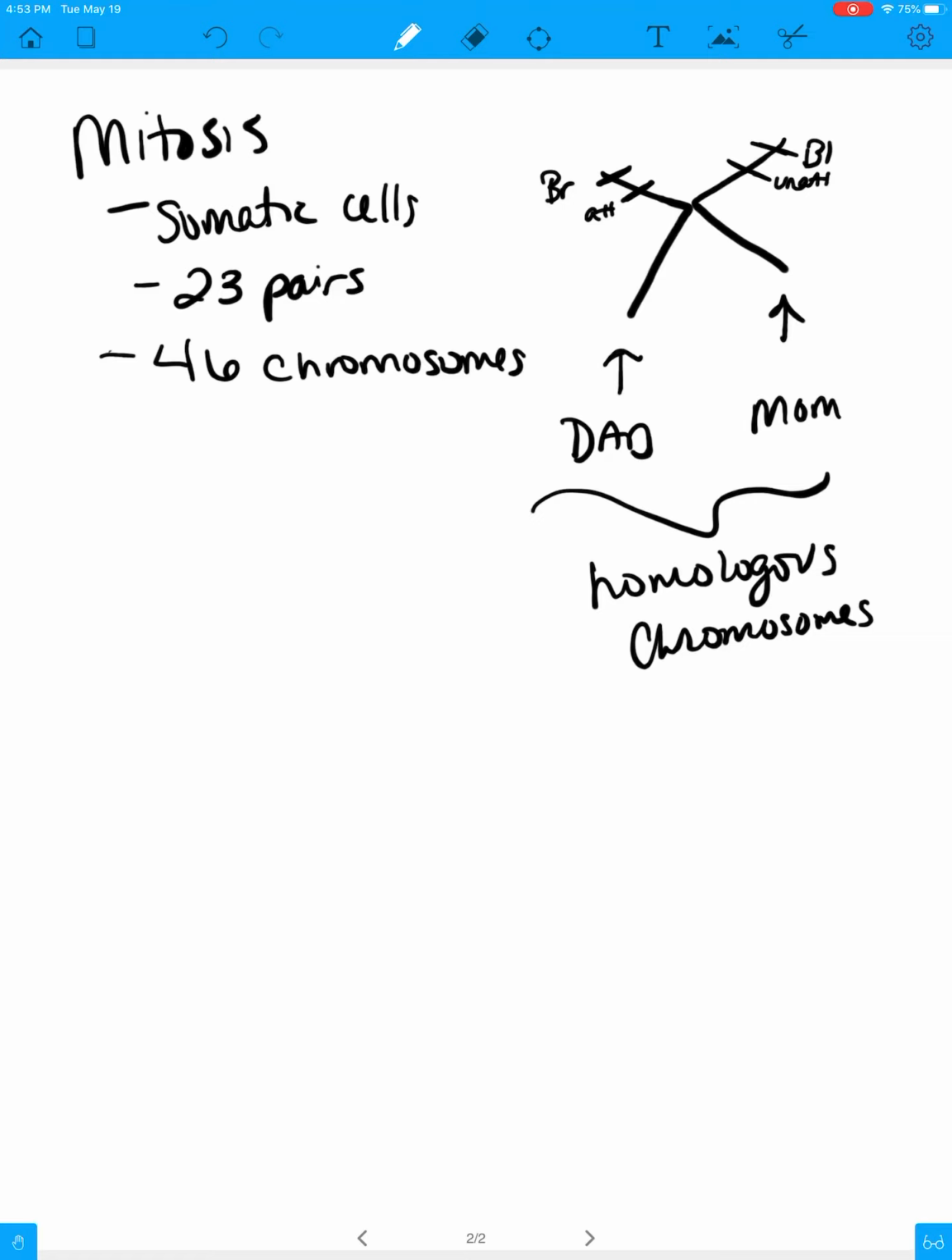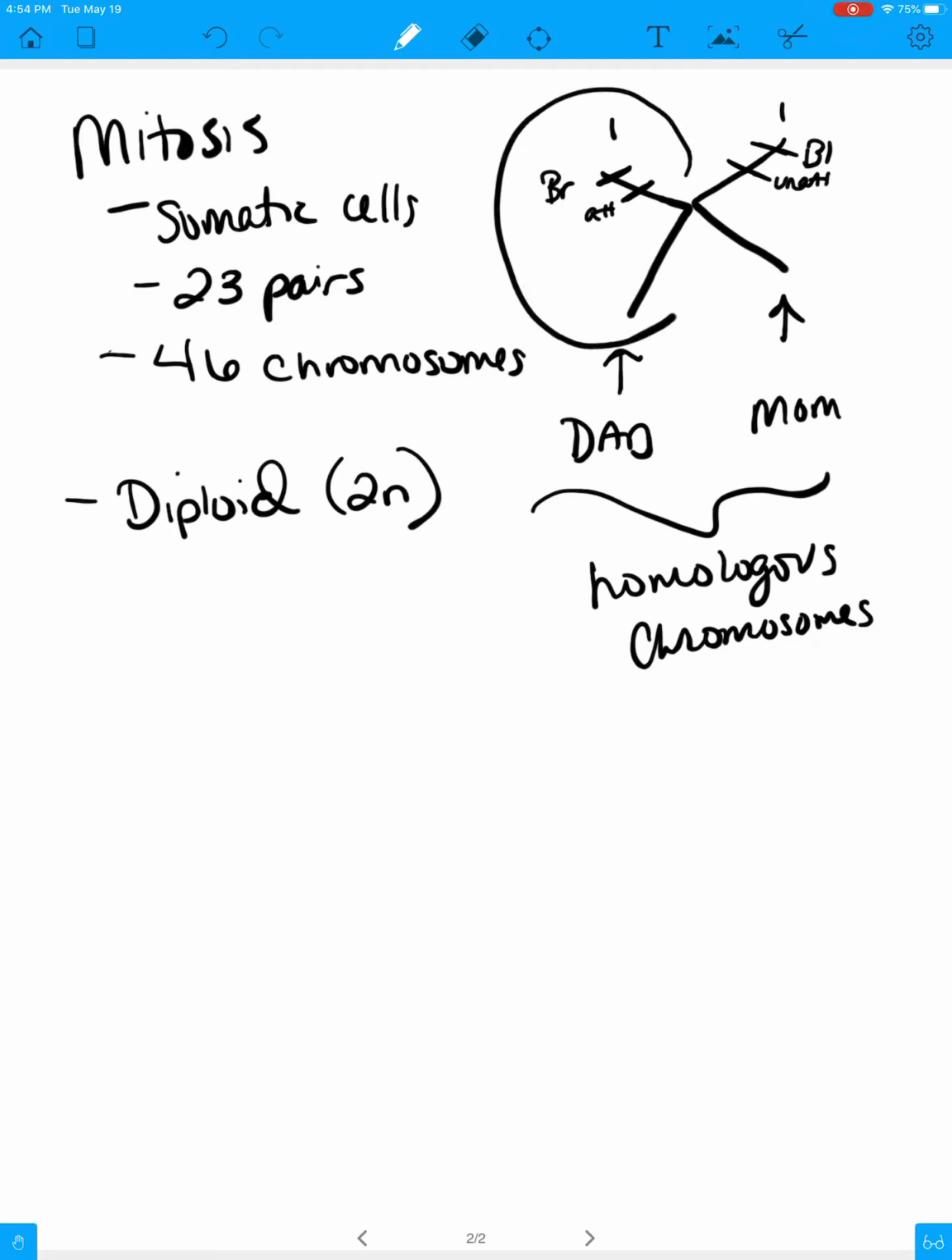When you have a cell that has these paired chromosomes, the cell is said to be diploid, and I'm going to put 2n in parentheses. The 2n represents that you have a set of chromosomes: you have one here and you have one here, paired sets of chromosomes. In meiosis, we'll hear a term called haploid, and that means you would only have one of them. If you were a haploid cell, you'd only have one chromosome of that pair, and that's something we'll see in meiosis.